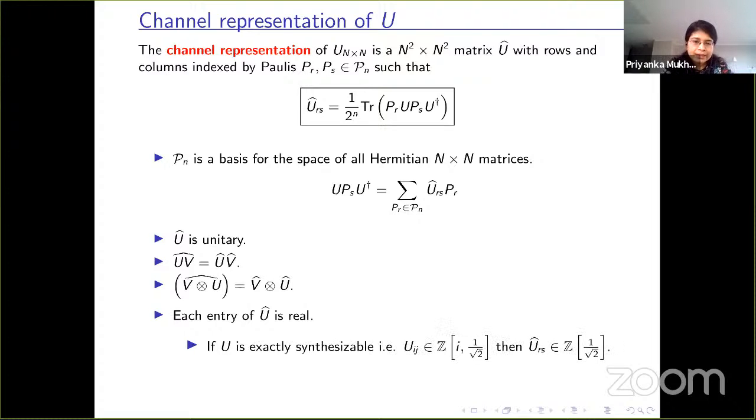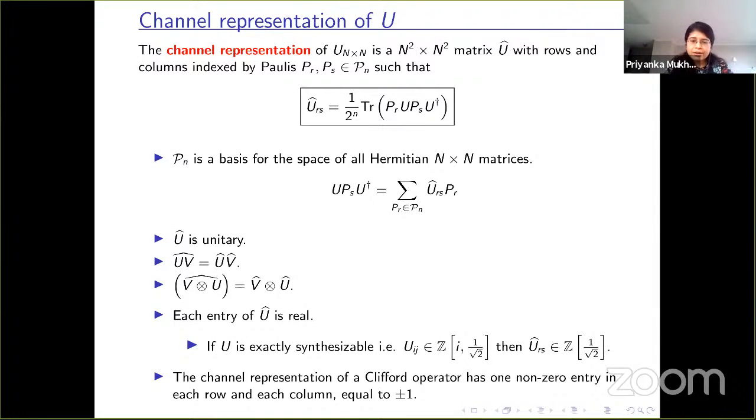So if U is exactly synthesizable, that is, if its entries belong to the ring Z[i, 1 by root 2], then the entries of its channel representation belong to the ring Z[1 by root 2]. The channel representation of a Clifford operator is very easy to notice because it has only one non-zero entry in each row and column, which is equal to plus or minus 1. So it basically permutes the columns with a plus or minus 1 sign when applied to any other unitary.